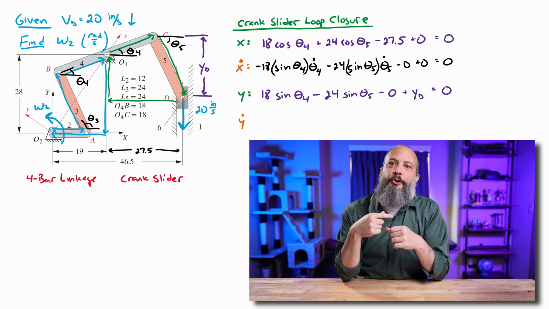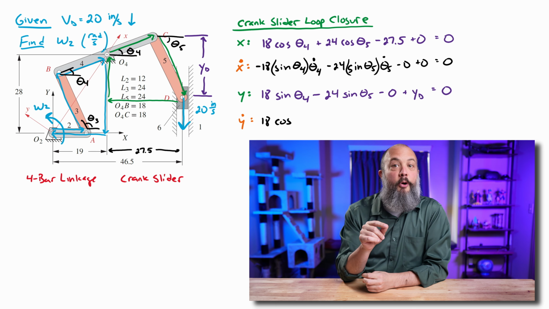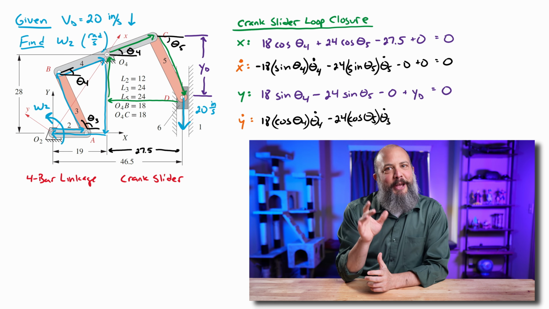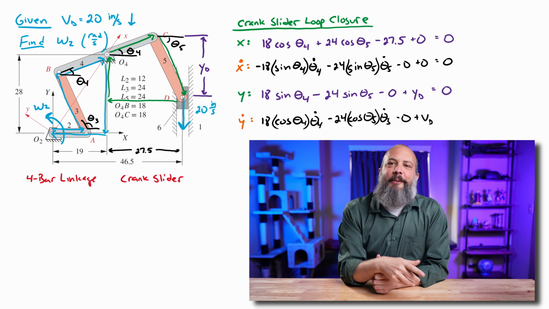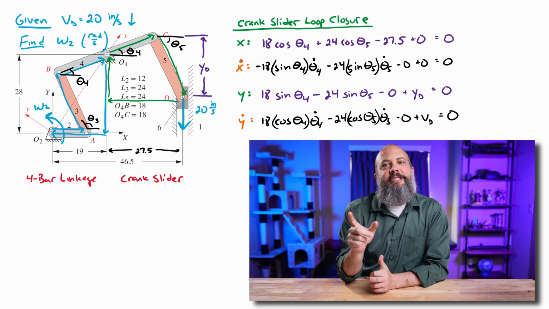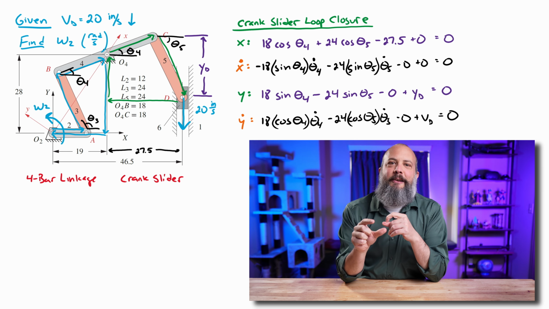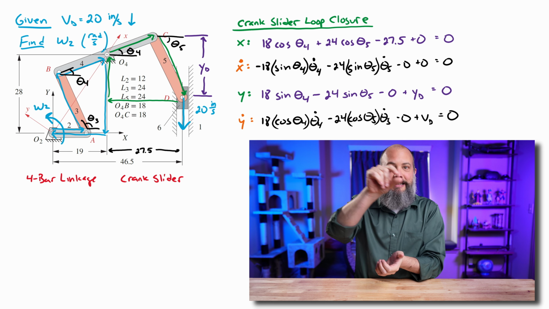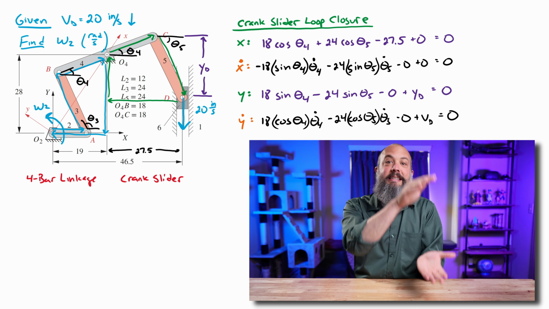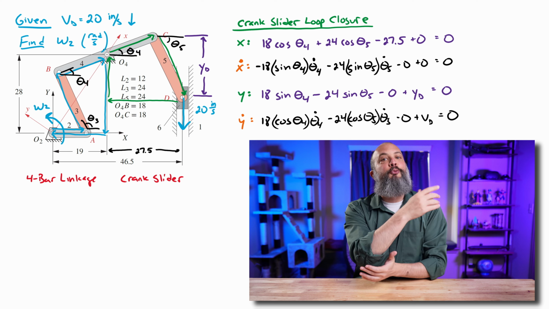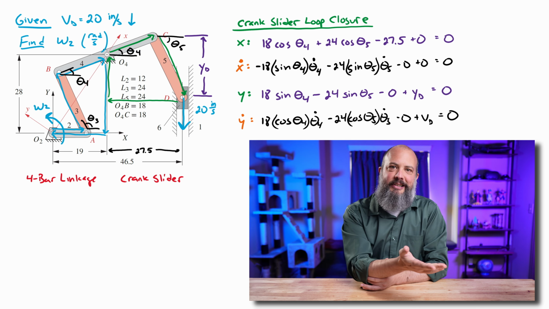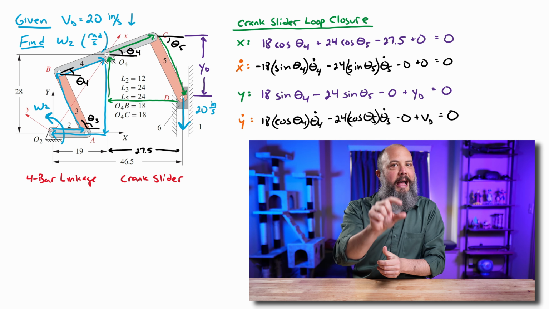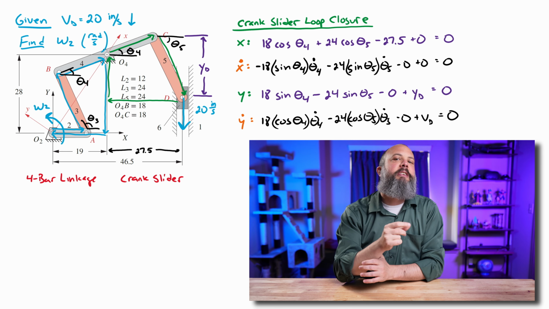The derivative of a constant is 0. So the derivative of the y equation: 18 cosine theta 4, theta 4 dot, minus 24 cosine theta 5, theta 5 dot, plus 0 plus vD equals 0. So yD, that green vector from O4 to D, that distance is changing, right? As the slider moves up and down, yD will change. And the derivative of position is velocity. So that's why in this time derivative equation, I've changed y, which is position, to v, which is velocity.